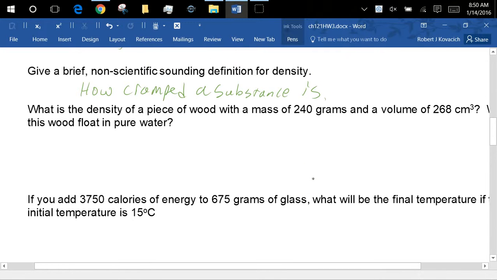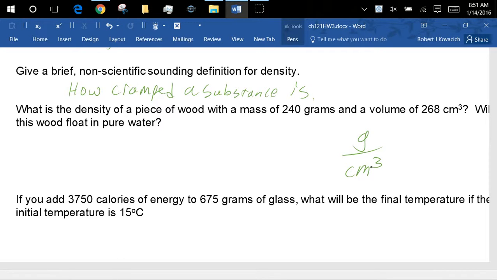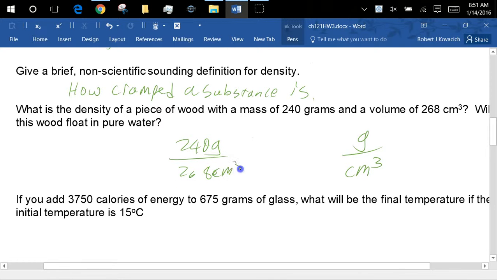All right, so I want to know if this thing floats. So I'm looking for density. So what are the units for density? Grams per cubic centimeter. All right, so a mass unit over a volume unit. So there's the unit that I'm looking for. I have 2 numbers. How would I orient them to give myself those 2 units the way they are? I'm just going to put 240 grams in a numerator and 268 centimeters cubed in a denominator, and I'm going to get those units in those particular places.